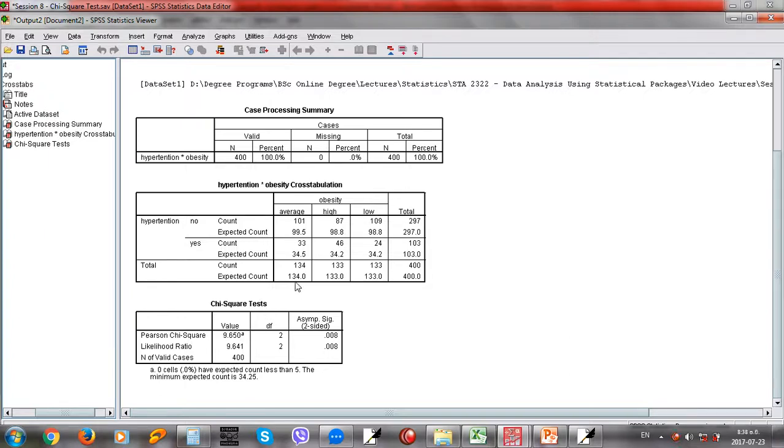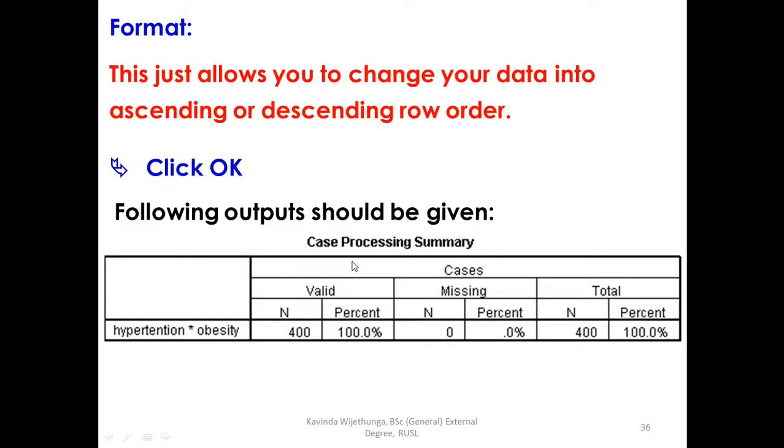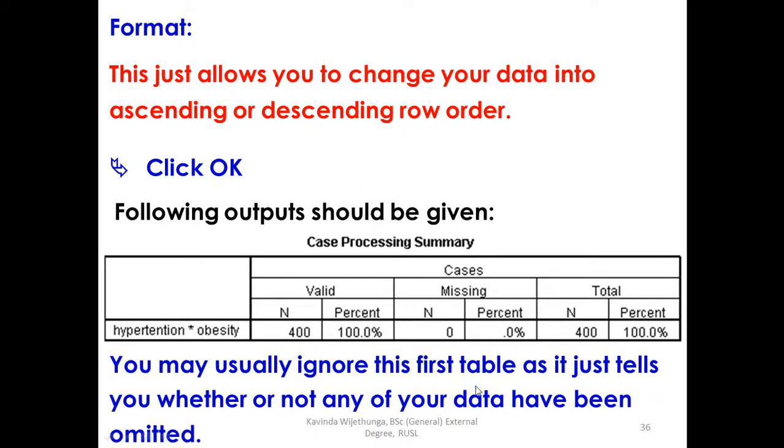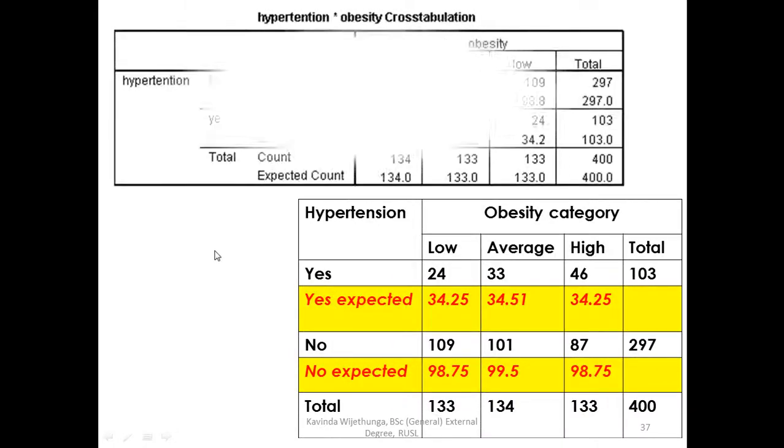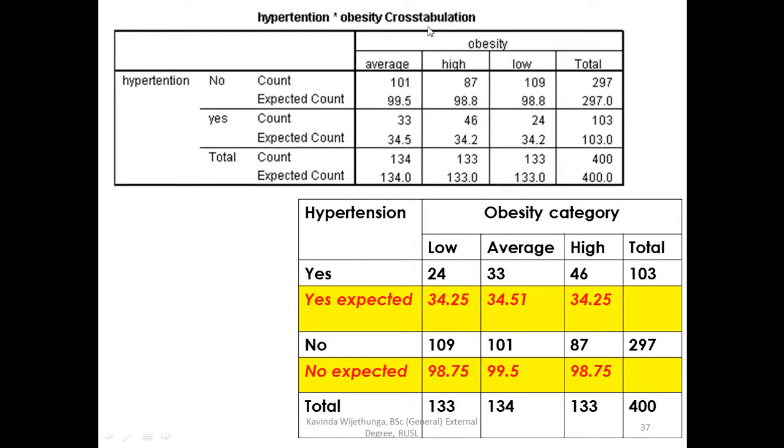Now we will see how we can interpret these selected output tables. This table gives the n, that is 400, the grand total for hypertension by obesity. You may usually ignore this first table, as it just tells you whether any of your data have been omitted, that is, the missing data. Then we go to the second table, the hypertension by obesity cross tabulation. Here our observed value is 99.5.